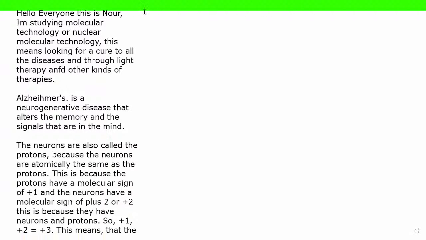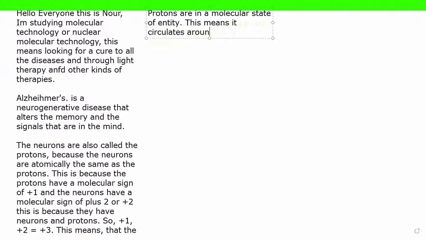Let me just get a text. The protons are in a molecular state of entity. This means it circulates around itself. Why? Because 2 plus 3 is equal to 5 plus 4.